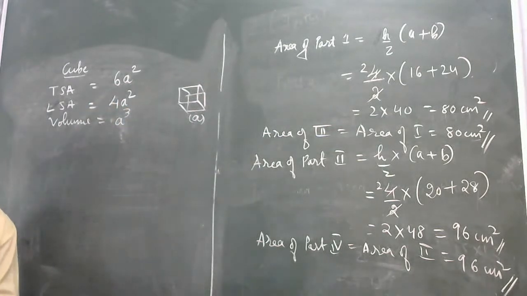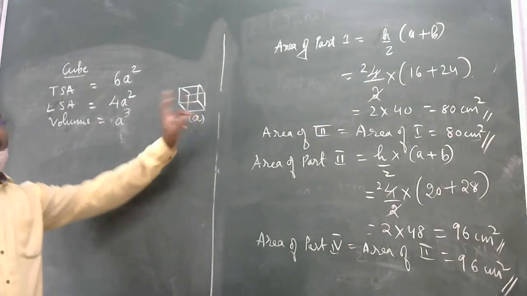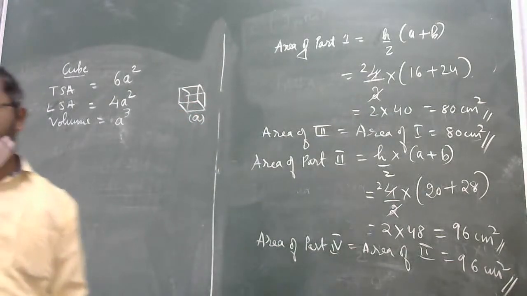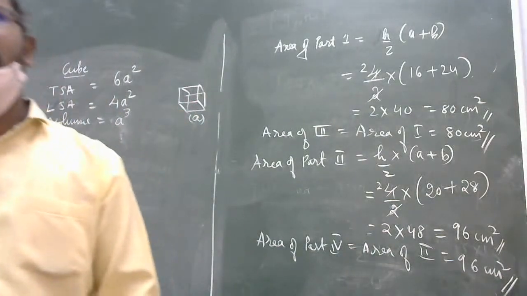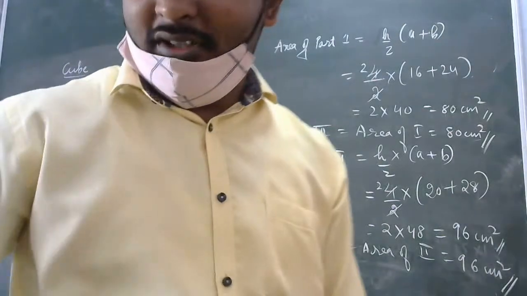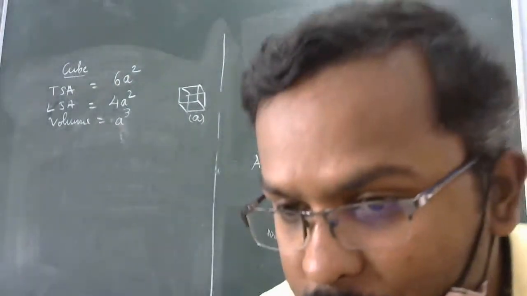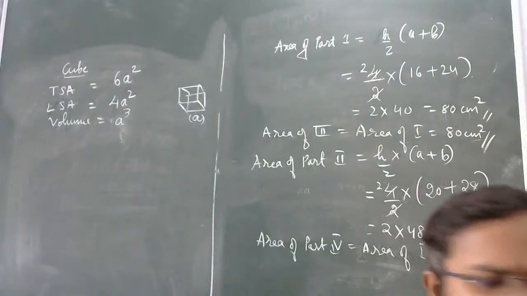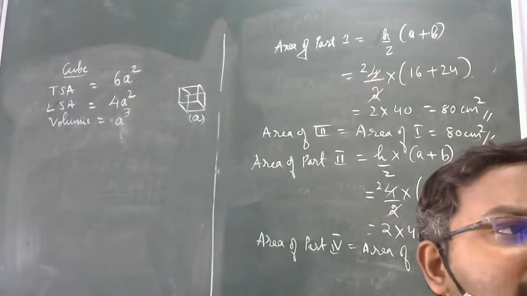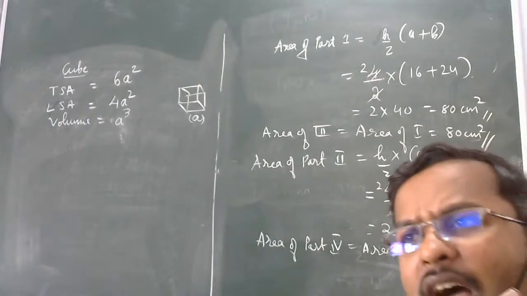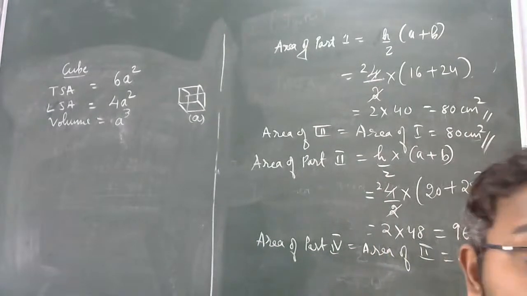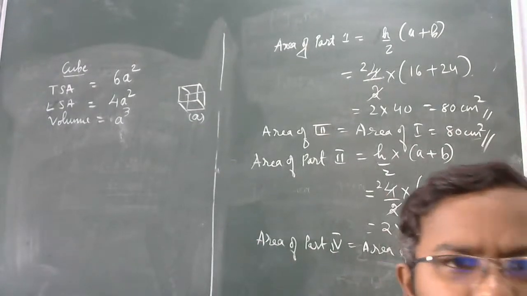And the volume formula is a cube, or side cube. Length into breadth into height, you have to multiply. Since length, breadth and height are all the same, it will be a into a into a. It will be a cube. At least remember the formulas, okay? And two other shapes are there, that is cylinder and cuboid. So learn the formulas. If you don't know the formulas, we cannot do anything.